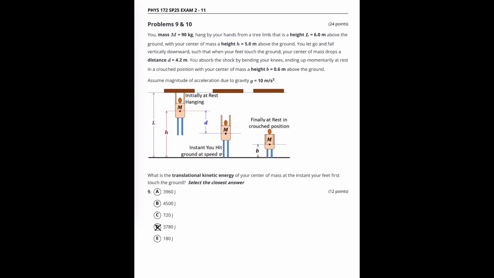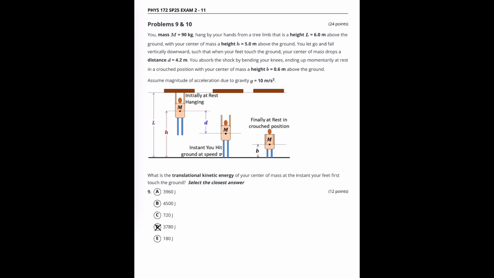Problems 9 and 10 state, you of mass 90 kg hang by your hands from a tree limb that is a height L of 6 meters above the ground, with your center of mass at a height h equal to 5.0 meters above the ground. You let go and fall vertically downward, such that when your feet touch the ground, your center of mass drops a distance of d equal to 4.2 meters. You absorb the shock by bending your knees, ending up momentarily at rest in a crouched position with your center of mass at a height of b equal to 0.6 meters above the ground. Assume the magnitude of acceleration due to gravity g is equal to 10 meters per second squared. What is the translational kinetic energy of your center of mass at the instant your feet first touch the ground?